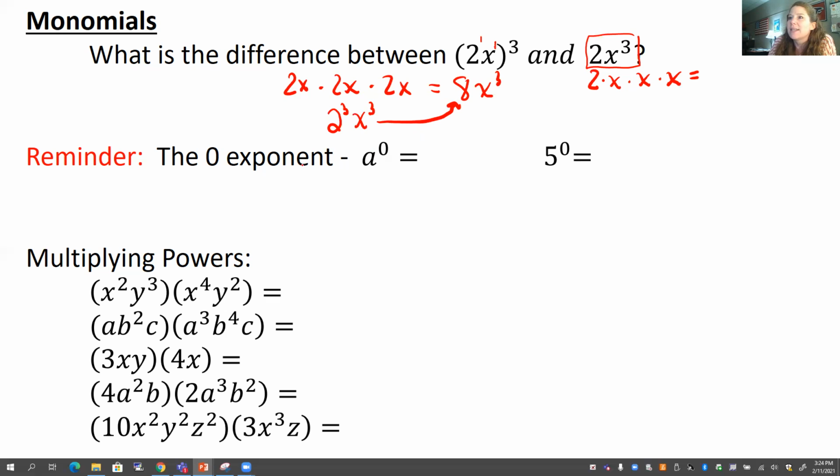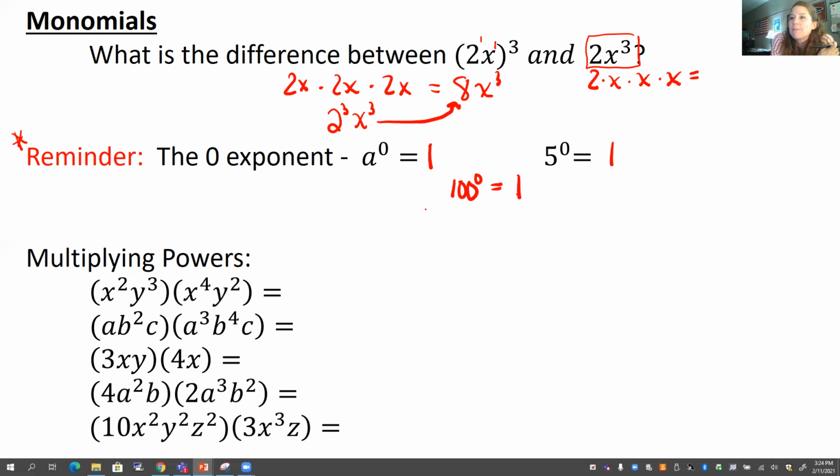Okay. Another reminder is the zero exponent property, which means any base raised to a 0 power is equal to 1. Anything raised to a 0 power is equal to 1. So a raised to the 0 power is 1, and 5 raised to the 0 power is also 1. So what would be 100 raised to the 0 power? The answer is 1, right? So that's a good reminder. You learned that in 8th grade.